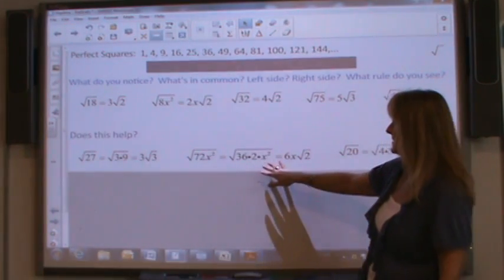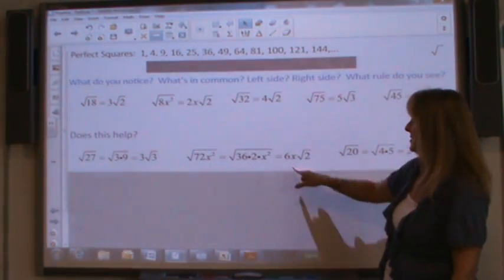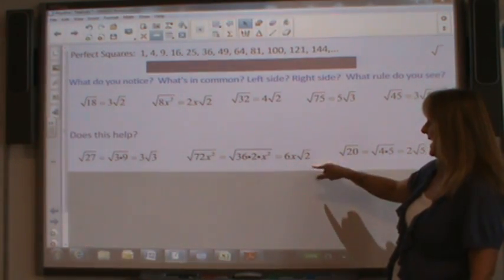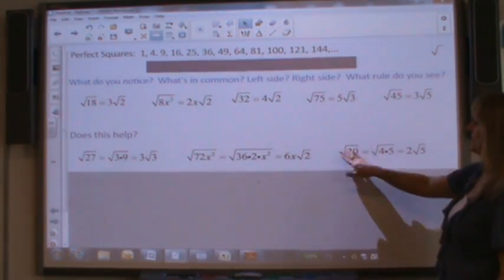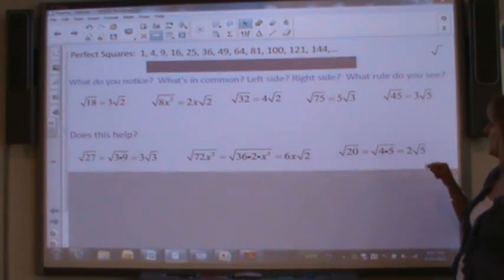Okay, so the square root of 72x squared can be simplified by looking at 72 as factors of 36 and 2, which can be 6x, the square root of 2. And the same with the square root of 20 can be written as the square root of 4 times 5, which is simplified to 2 square roots of 5.